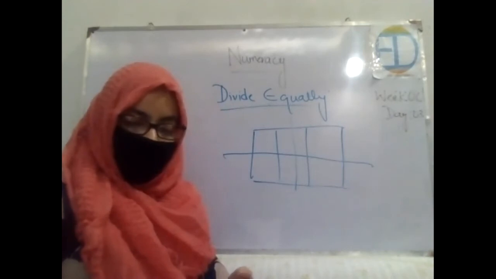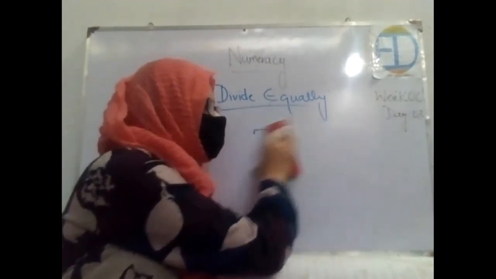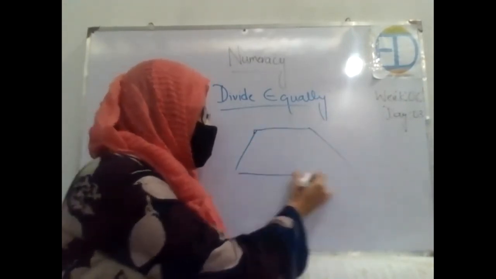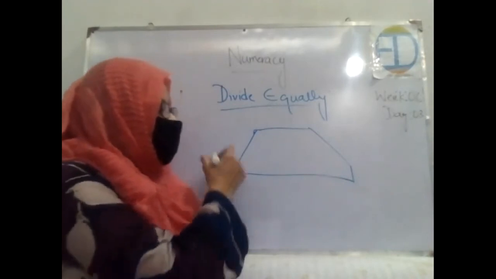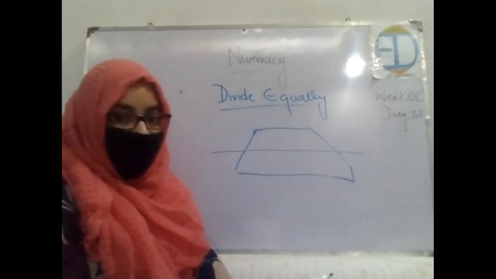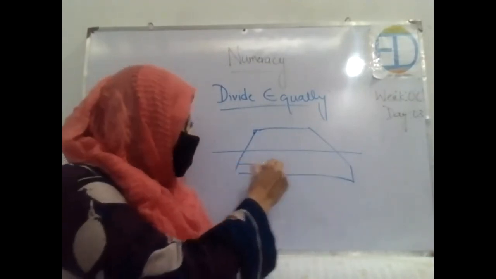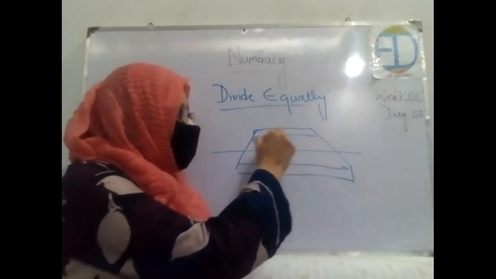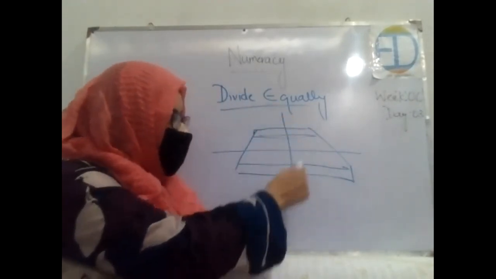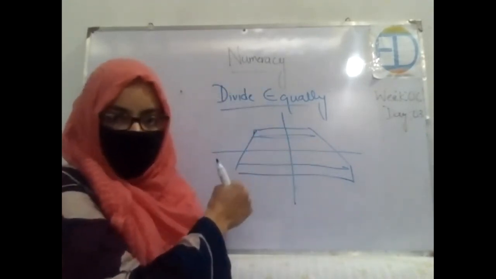Okay, now look at the next one. The next one is like this. Okay, so can I cut it in this form? No. Why? Because this part has more area. See, this is more and this is small. So the perfect way to cut it in two halves is this way. Now on both sides there are equal parts available, right?